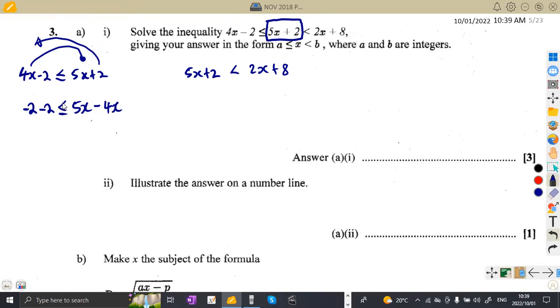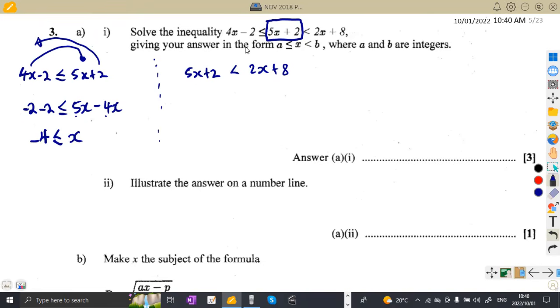I'm just avoiding to have my x as a negative value. But you can work anyway, guys, it's fine. Minus 2 minus 2, that is minus 4, is less than or equal to 5x. Minus 4, that's 1x. So this is x. Okay, so we move on to the other one.